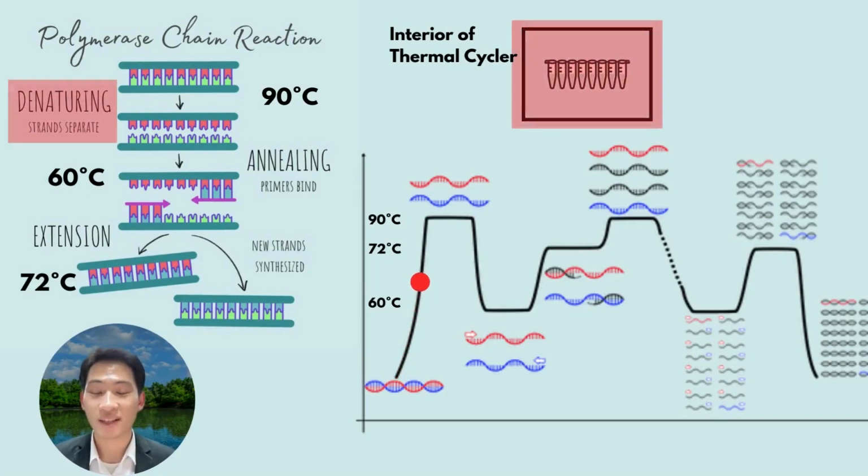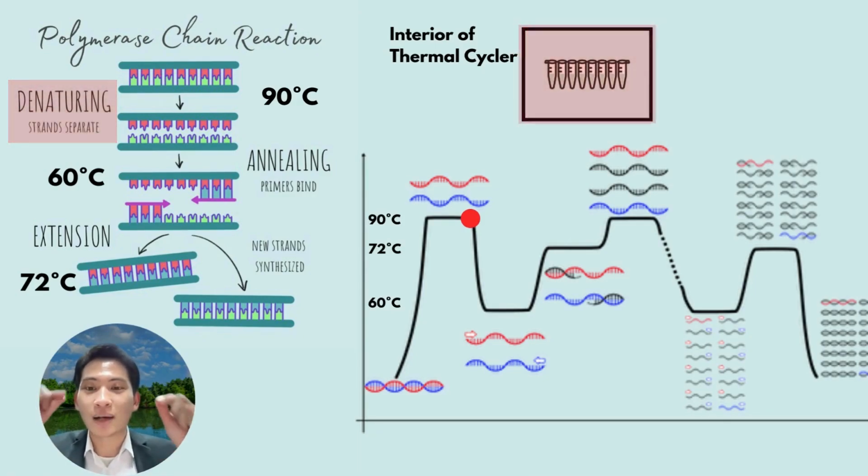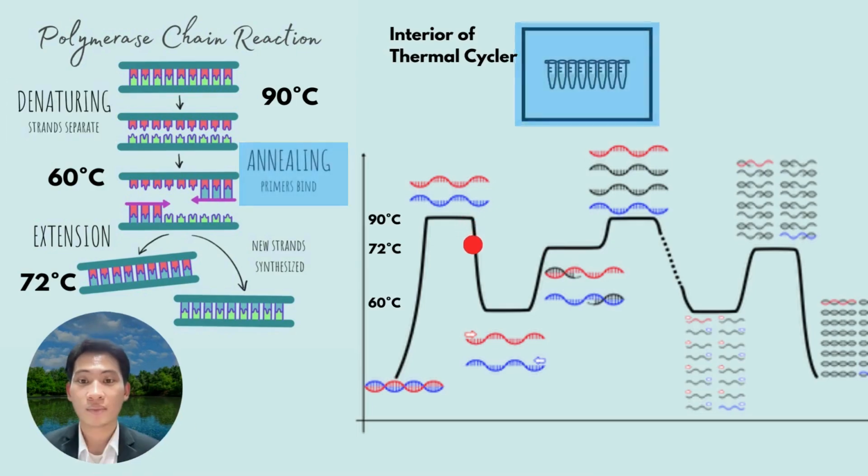During the denaturing step, the thermocycler heats up the samples to 90 degrees Celsius. This helps the double-stranded DNA to unwind. During the annealing step, the sample is cooled down to 60 degrees Celsius. This allows the primer to bind to the single-strand DNA.